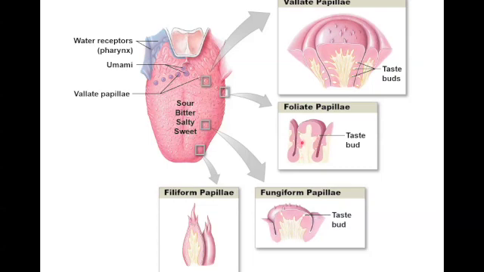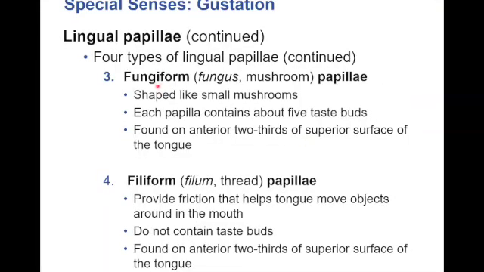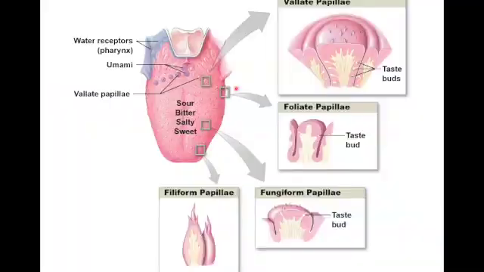Now the next type of papillae are the fungiform. So these here, as the name suggests, are mushroom shaped. And these are going to be scattered among the filiform papillae. These also contain taste buds. So going back to this one, fungiform papillae, they also contain taste buds.